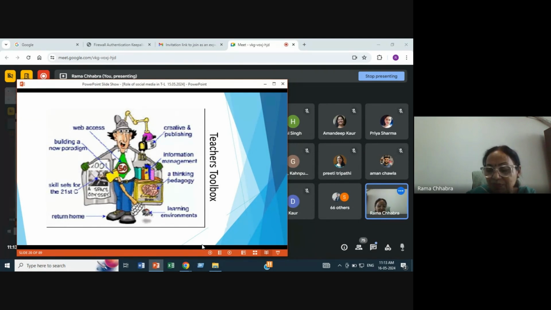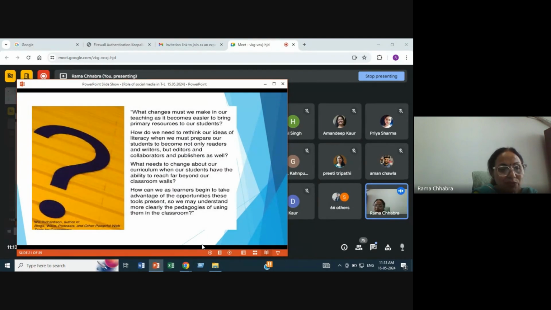So finally, coming to what changes, I think the key part is to be thinking about those pedagogical aspects and to start creating opportunities for students to use those tools in their learning.